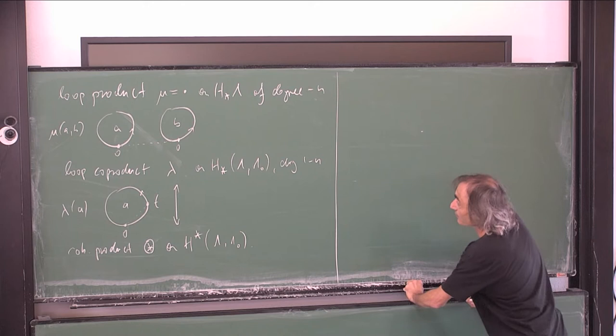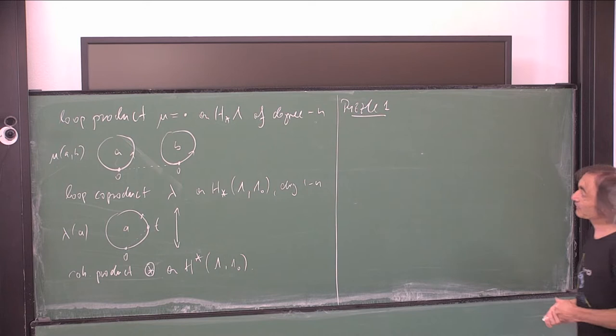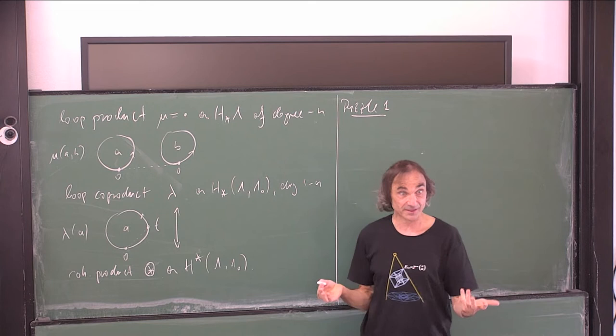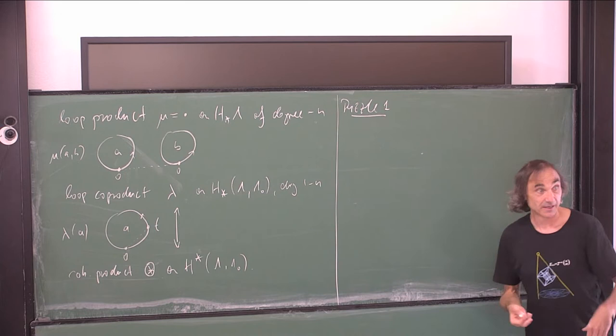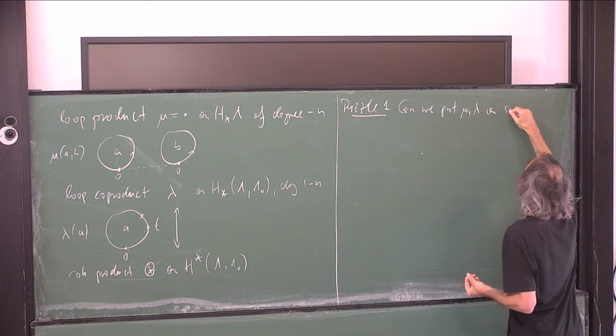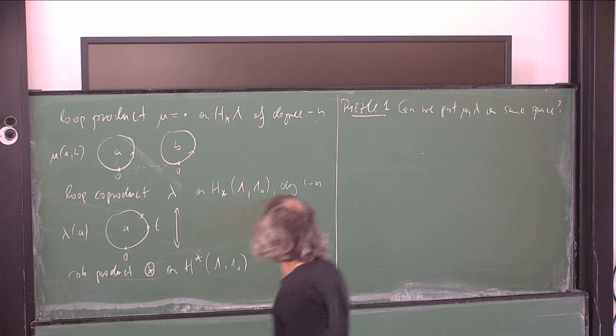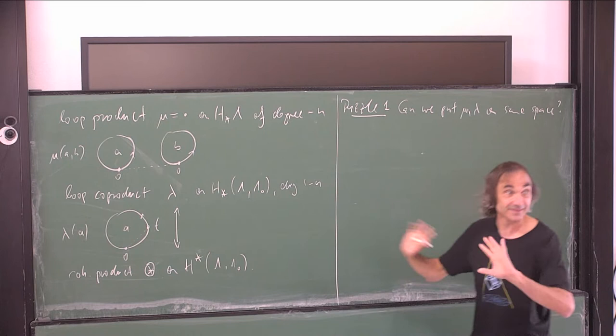I want to mention two puzzles that arose in this context. The first one is, so we have a product and a coproduct. You want to think of them as giving some structure together, but there's a lot of questions about that. First of all, they're defined on different spaces. So this becomes your question: can we put them on the same space? Yes. We put mu and lambda on the same space. And start thinking about it, it's not completely obvious, because then you cannot just lift lambda by not modding out anything, and you cannot descend mu to this one. So we'll come to that.